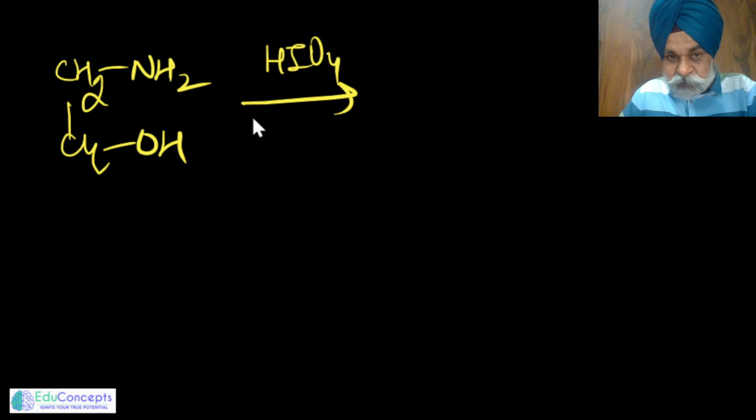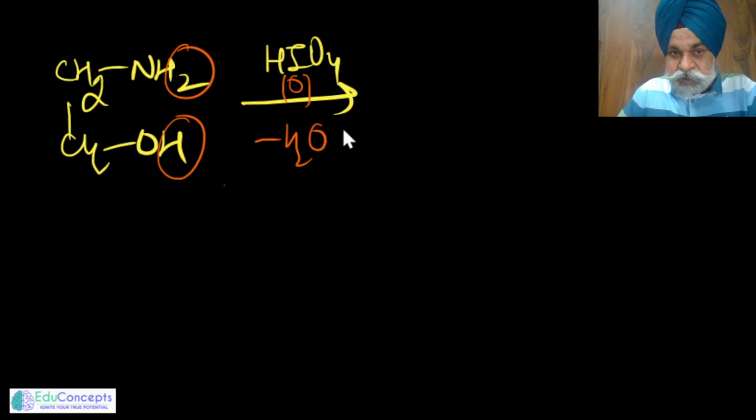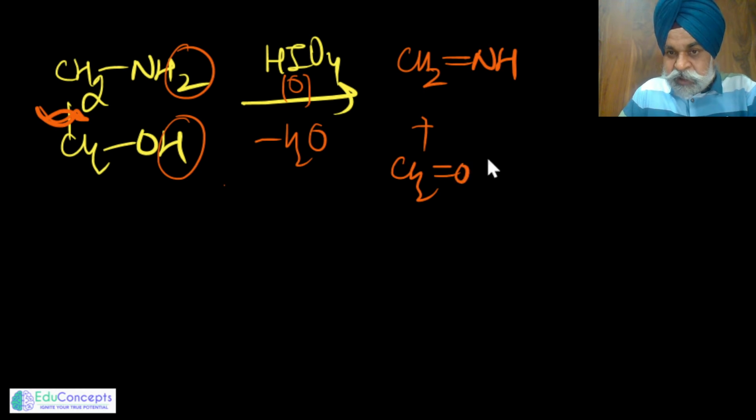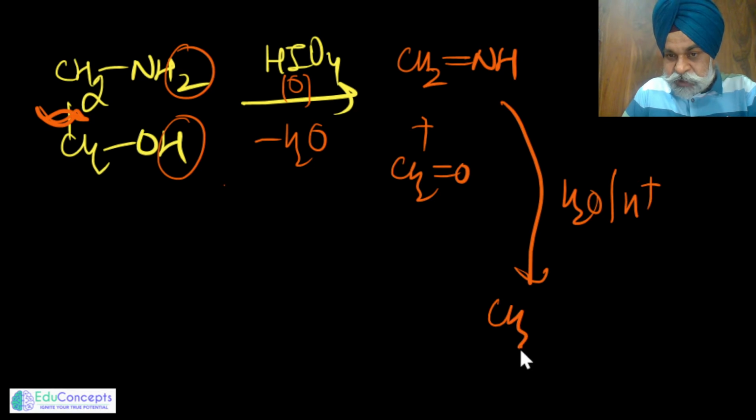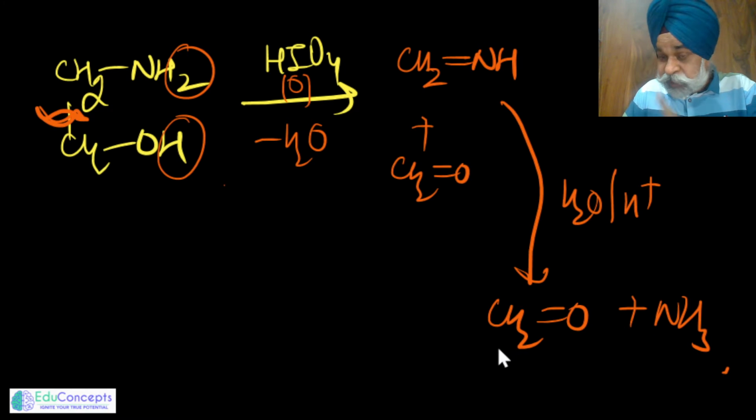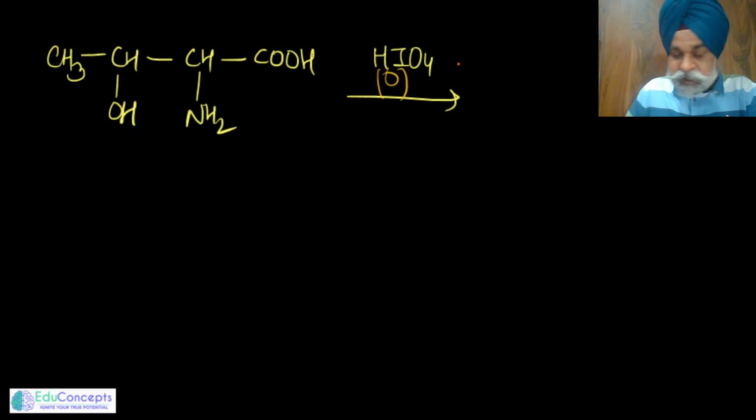Similarly, if I go for this one, again you have to keep the same thing in mind. H and oxygen from here, water goes out. First the glycol bond gets broken. So here you would first get imine along with formaldehyde, but this on hydrolysis with water and H positive would change into formaldehyde again, along with the loss of ammonia. So this is very, very important. You always have to keep it in mind.